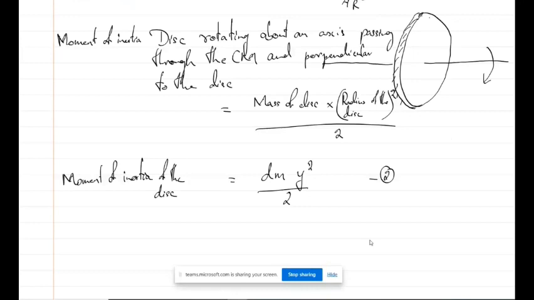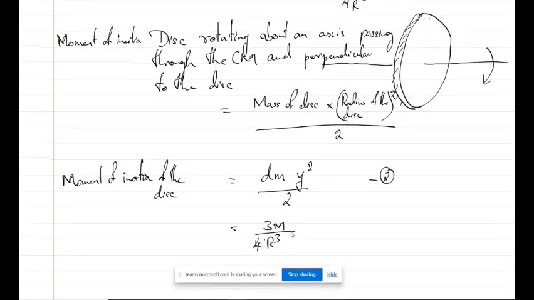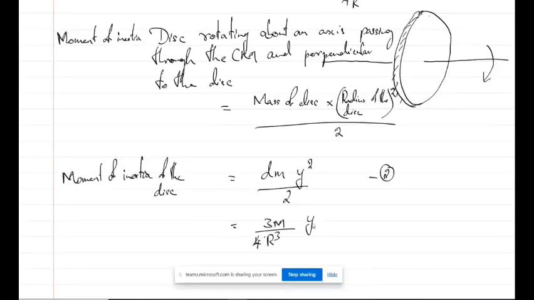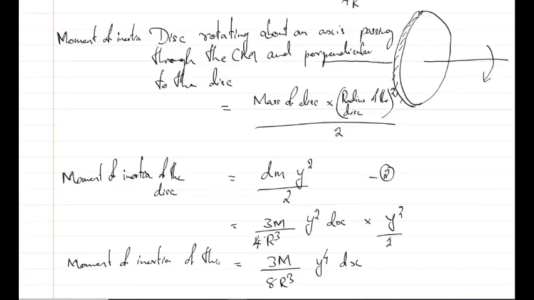You get 3m by 4r cube, y square dx, into y square by 2, and that gives you 3m by 8r cube y power 4 dx. This is the moment of inertia of one disk. You have to now integrate it over the variable x. So the integration variable will be x.